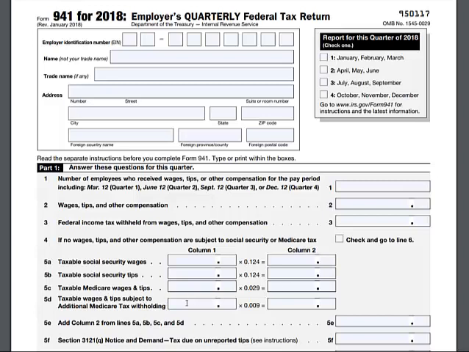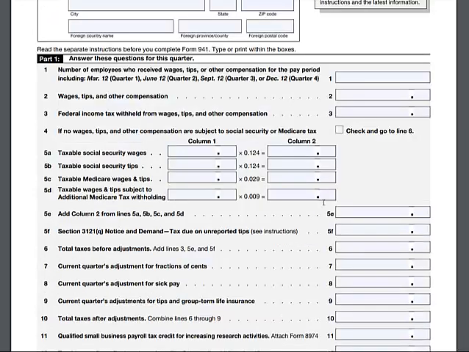On line 5D is where we're going to list the additional Medicare tax. If we had a single individual whose earnings exceeded $200,000, then this line would apply. All wages subject to the additional Medicare tax are entered here. Remember, the rate for the additional Medicare is 0.9%.